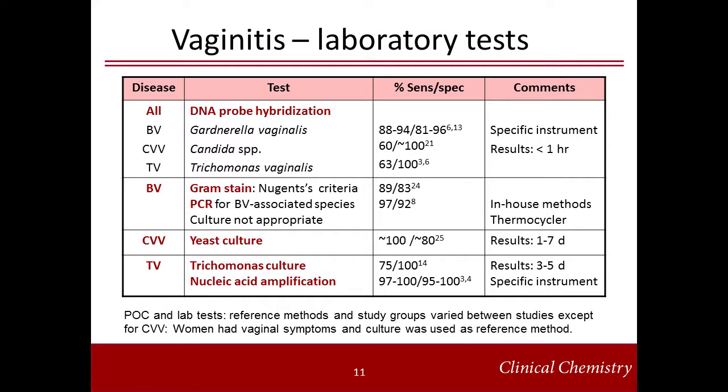Further down, we see 2 tests for bacterial vaginosis. One is a gram stain of vaginal fluid, and the other one a PCR method. The gram stain method is based on a Nugent criteria that I will explain on the next 2 slides, and like the Amsel's method, it is considered the gold standard for the diagnosis of bacterial vaginosis. PCR methods for bacterial vaginosis have been developed in-house but are not commercially available. Please note that culture is not appropriate for the diagnosis of bacterial vaginosis.